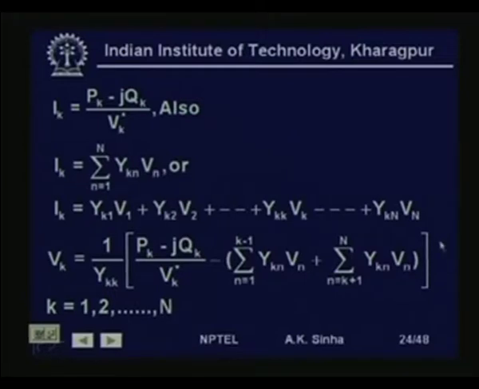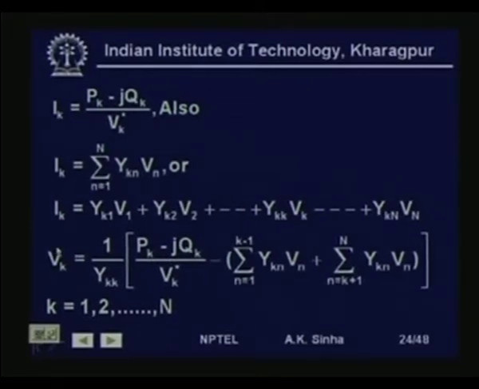So, this comes out to be this expression within the bracket, and now we divide this by Y kk, then we have V k is equal to 1 by Y kk into this term, and this is the expression for all the bus voltages. Now, here all these quantities Y kn, V n are complex quantities except for P k and Q k.